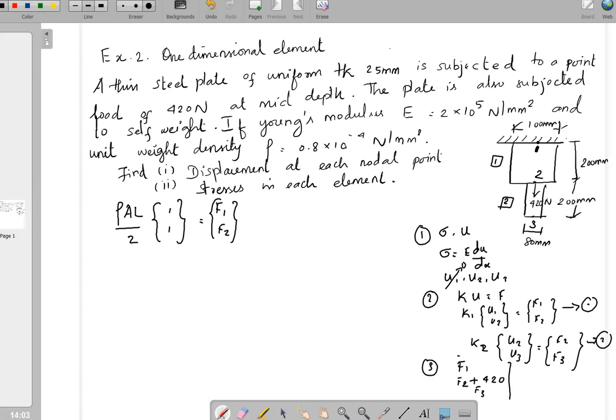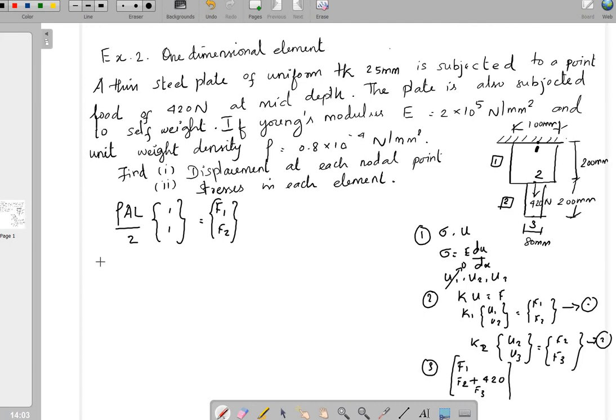So we are going to find out the value of F1, F2, F3 by using the density, and we have to add additional 420 Newton at the node 2. So it is directly applied as the external force. We have to add in the force matrix. So these are the reversing order of the step-by-step procedure. So now what we are going to do, we have to find out the F1, F2, F3 value.